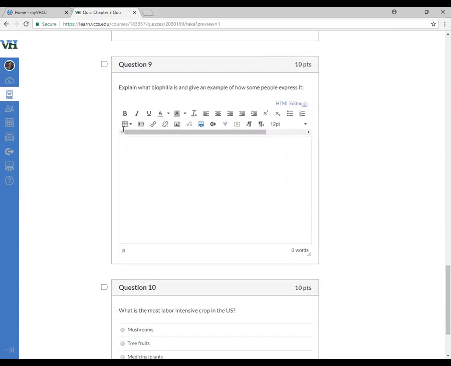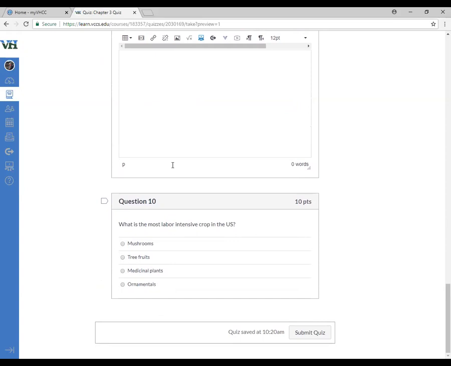Biophilia, that we still love plants. We still crave this connection to nature, so we use ornamentals in our landscape. We bring cut flowers inside. We have house plants. These are how some people express it. Finally, the most labor-intensive crop in the U.S. is ornamentals.